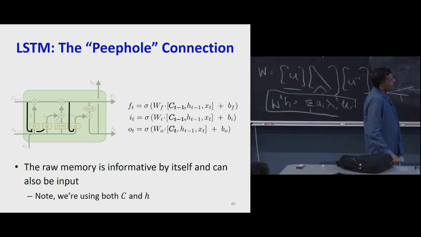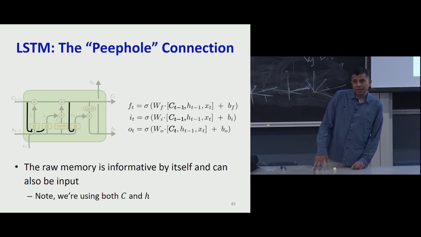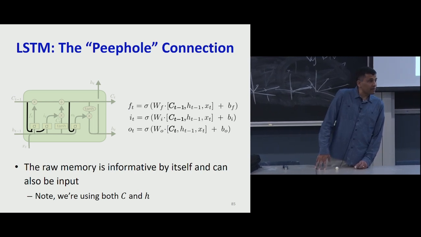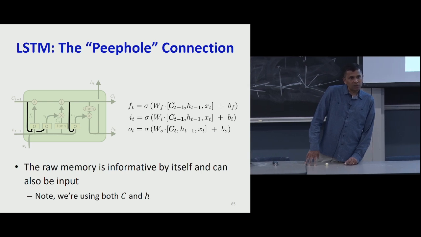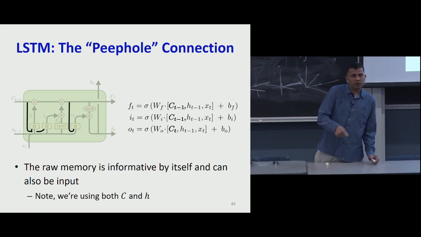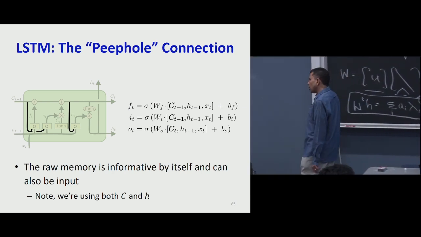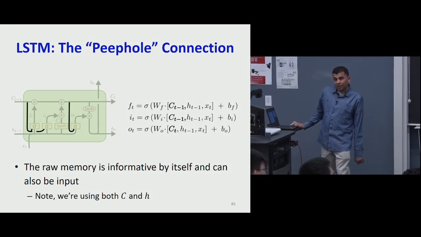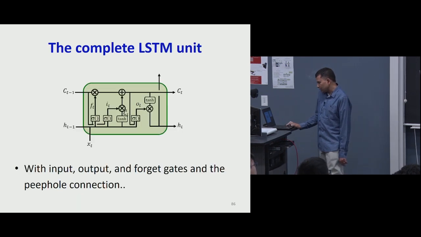But for the gates, instead of looking at only the hidden state value, it's more reasonable to actually look at the raw memory. I'm remembering 17. I've seen 17 open parentheses. What should I do, right? If you compress it and put it through some funny compression function, the hidden state is a function of the memory. It's not the memory itself. So they actually add this extra connection, which is a direct input of the memory into these gates. This is only for the gates, not for any of the other computation, which they call the peephole connection.